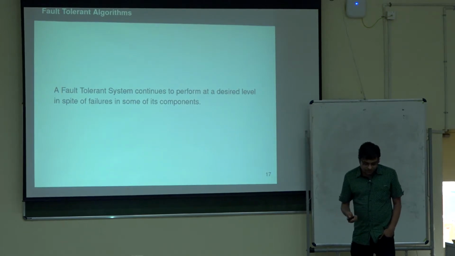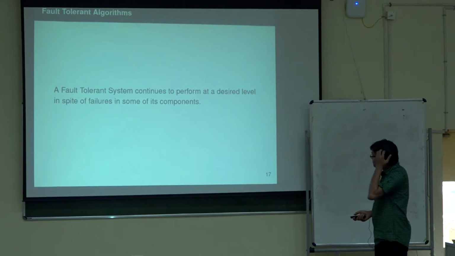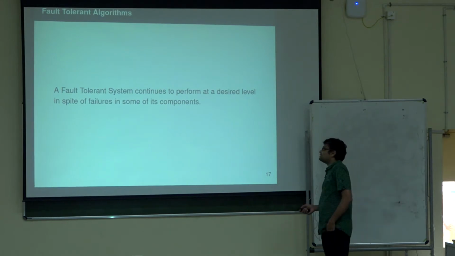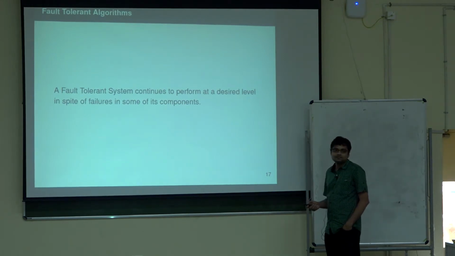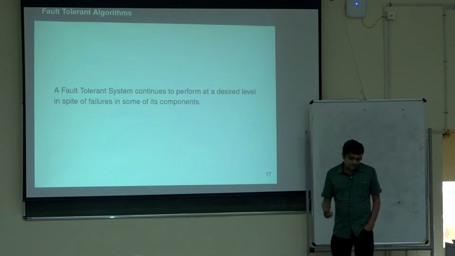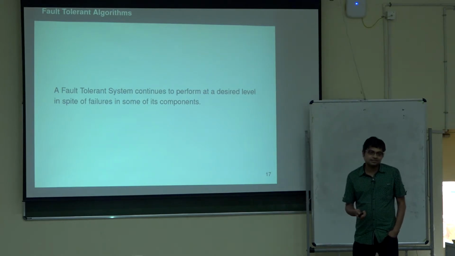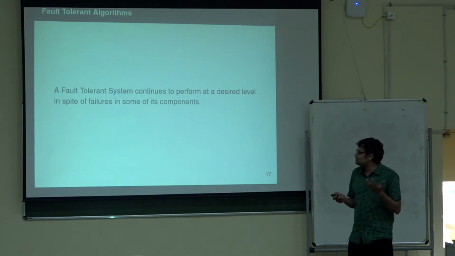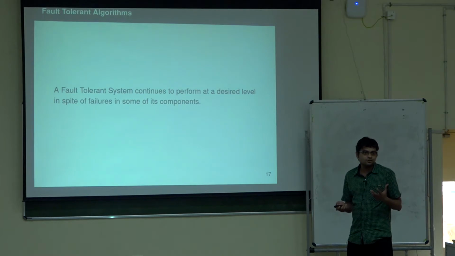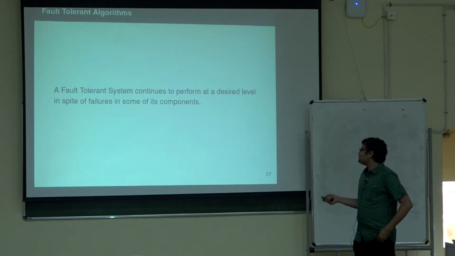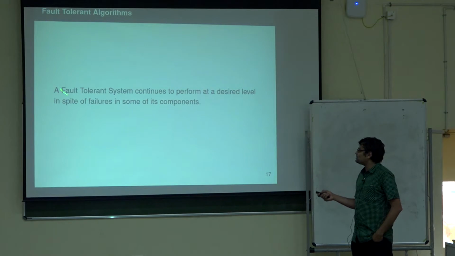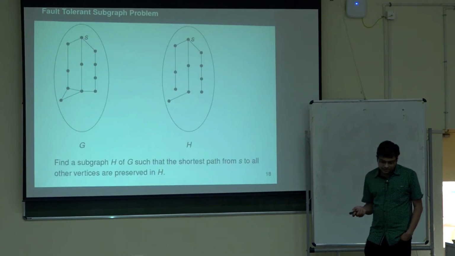So next is fault-tolerant algorithm. A fault-tolerant system continues to perform at a desired level in spite of failures in some of its components. Okay, and most of the systems in the real world are fault-tolerant. You can use Google or your mobile phone. The networks are fault-tolerant. You want the networks to be fault-tolerant. Now I want to model the fault-tolerant system algorithmically, and there are two models that I know.